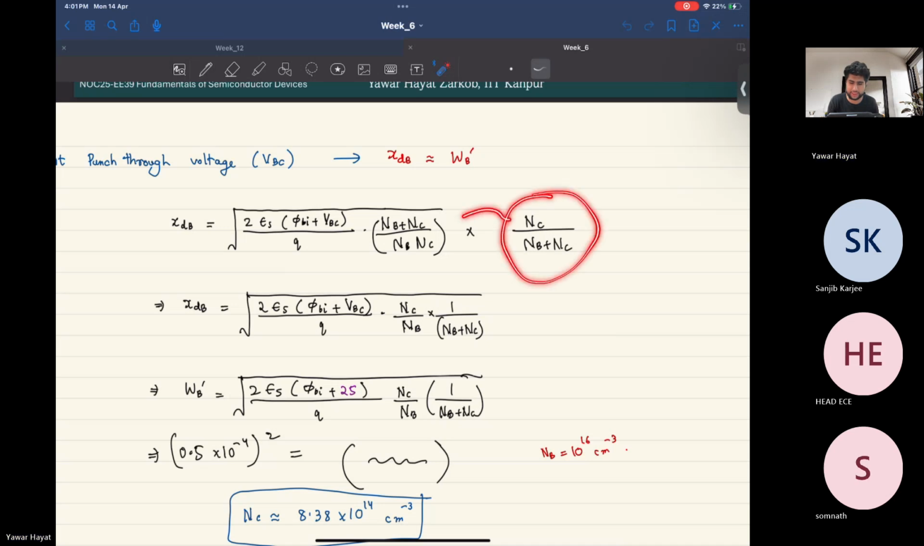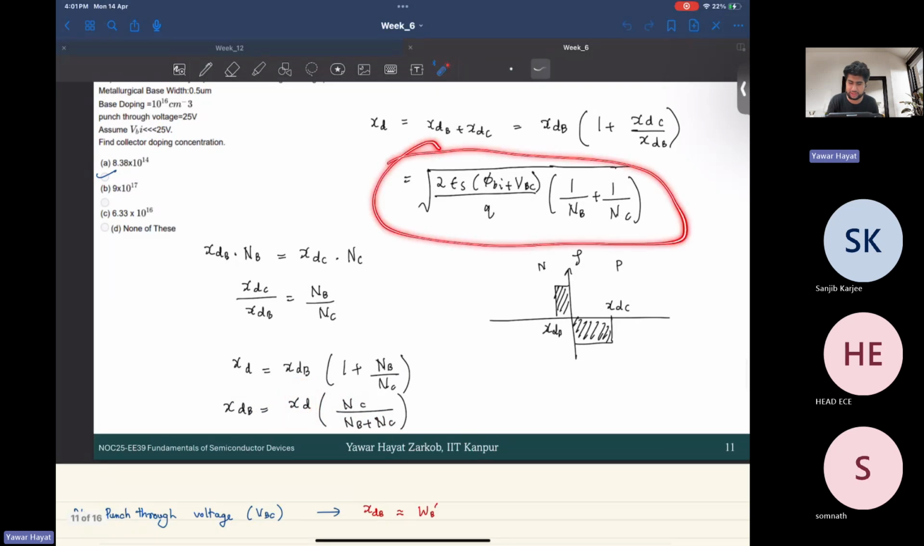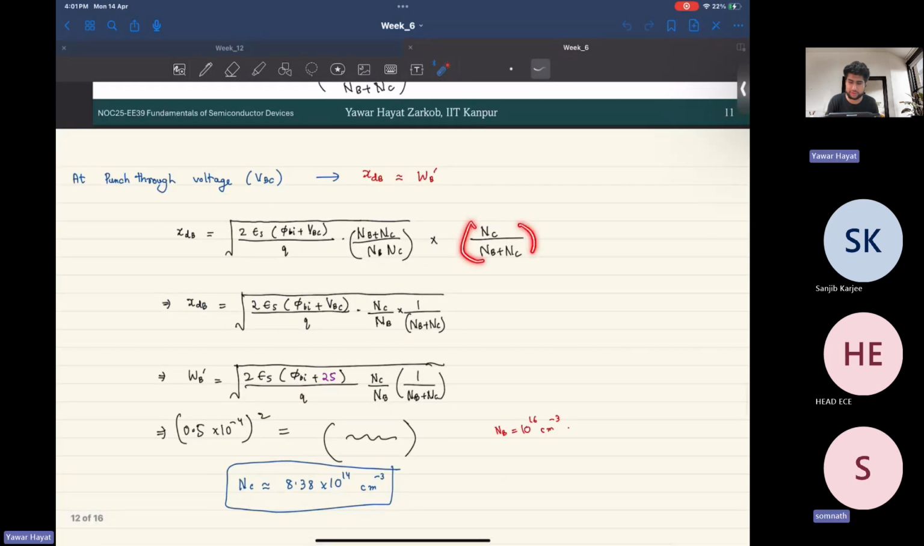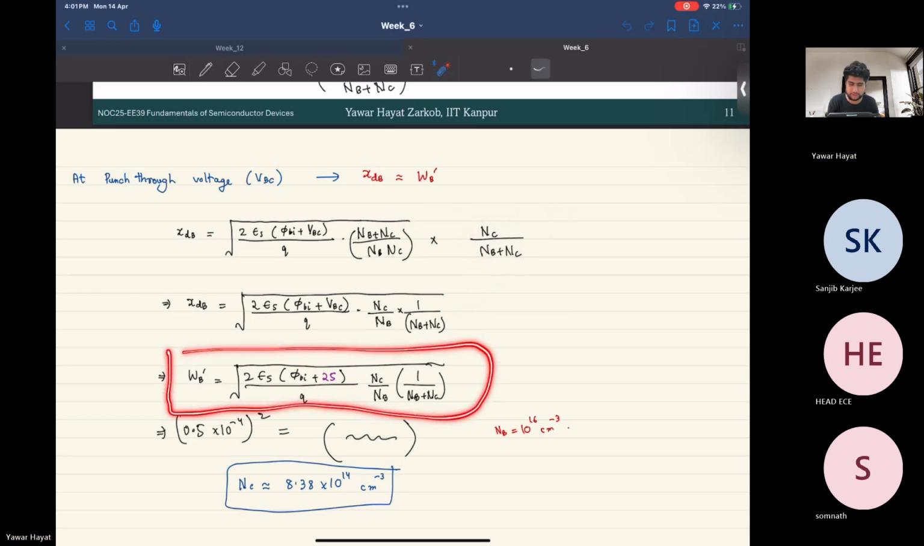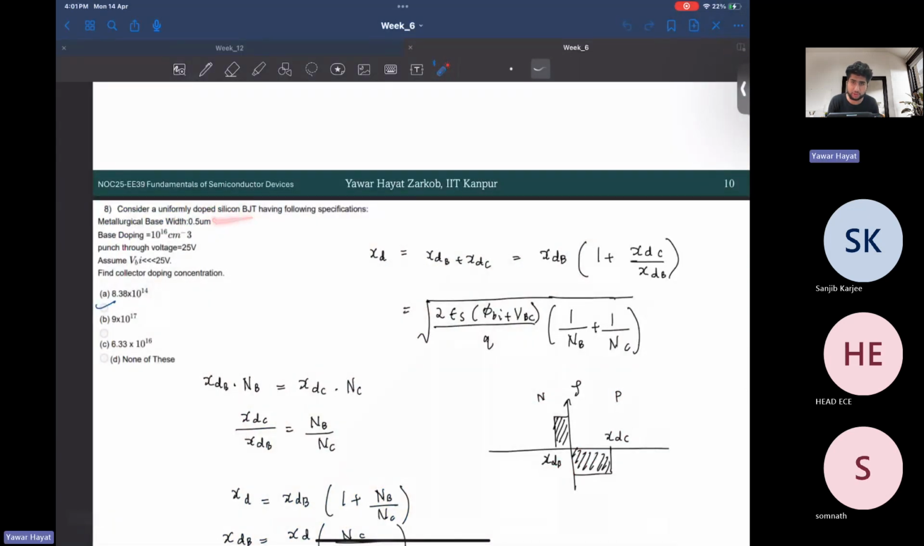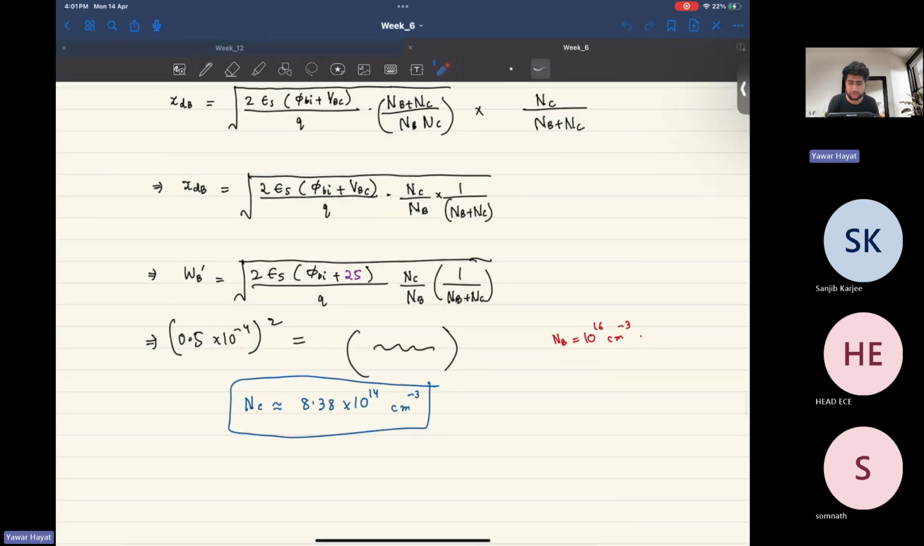Note I'm taking this factor inside. How will I do that? XD was this, right? And I have this factor. If I take this inside a square root, I'll have to square it. Remember last time? I need to square this in order to take it in. Once I do that, I'll end up with this. Now I'm substituting the value. Again, here it was 0.5 micrometer. I'll write 0.5 times 10 to the power minus 4 centimeter and then square that. Then this is simply here, right?